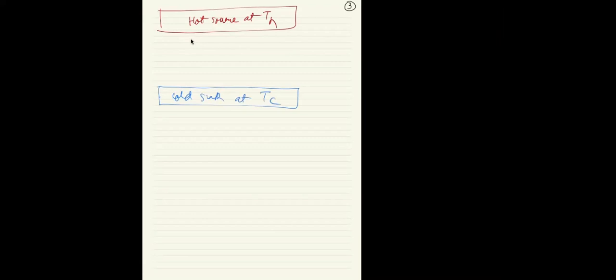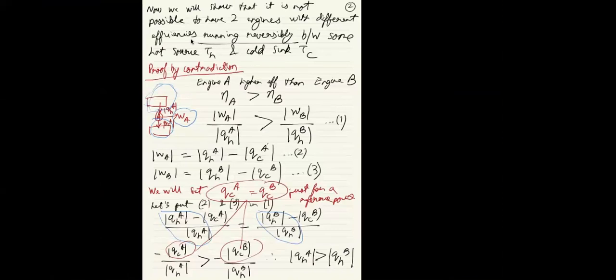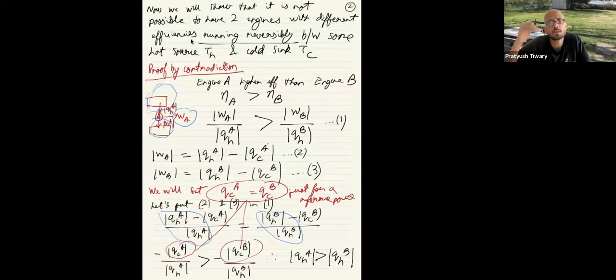Can I ask a question real quick? Yes, please. So we're assuming that QC is equal to QCA is equal to QCB, but we don't really know that. So how is it a valid proof if we're making that assumption? That's the point. You have to assume one of the two things.